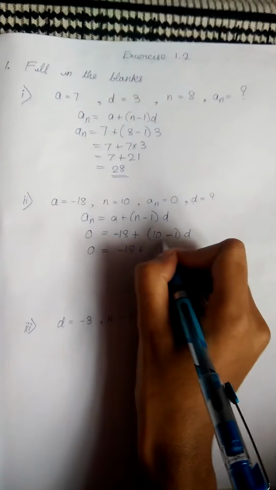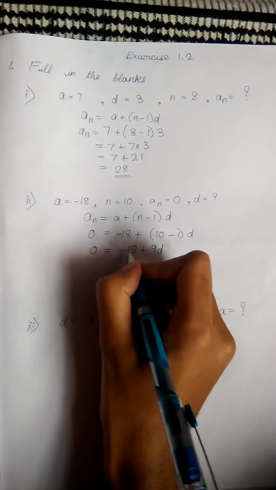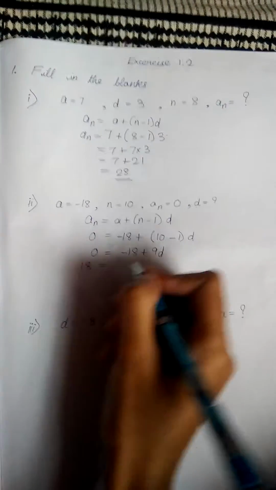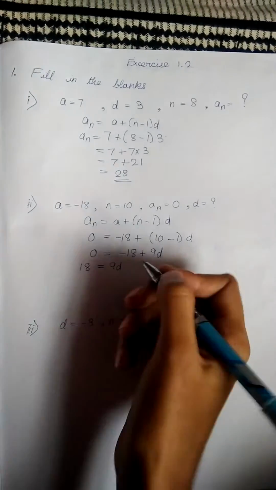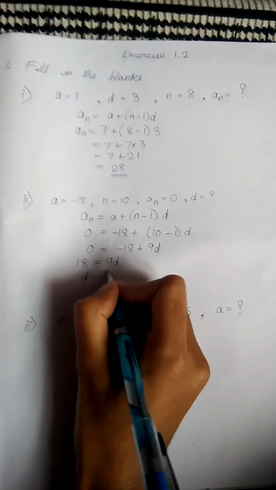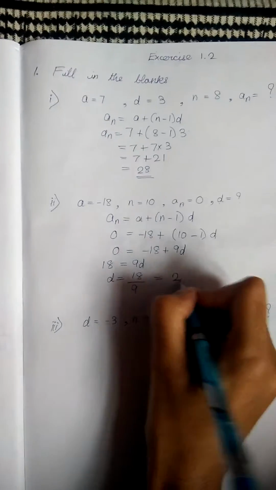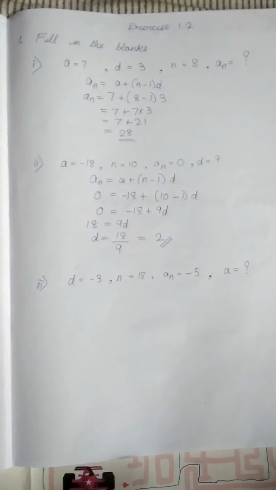Minus 18, 10 minus 1 is 9d. Minus 18 goes to the left hand side and becomes plus 18 equals 9d. d equals 18 by 9, that is 2. We got the common difference as 2. Let's move on to the third question.